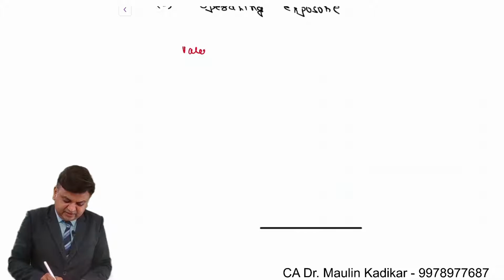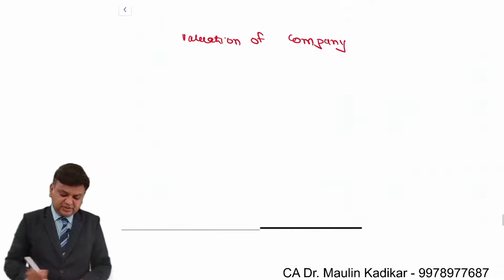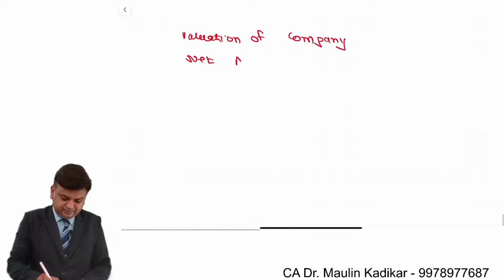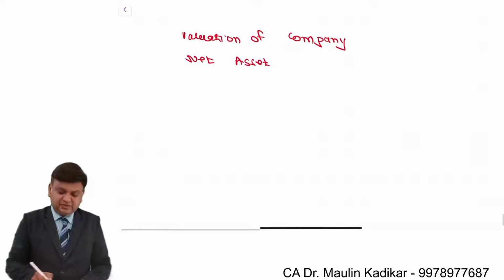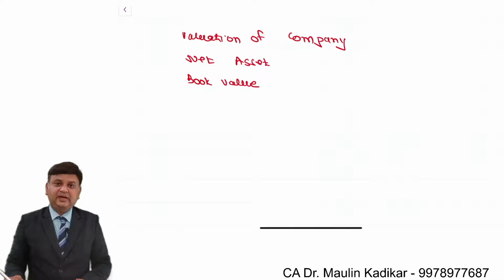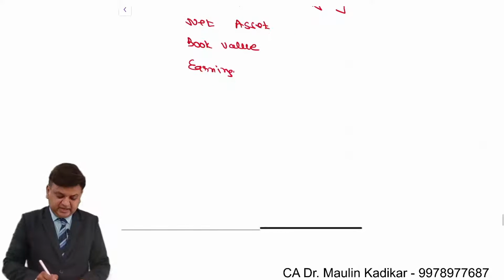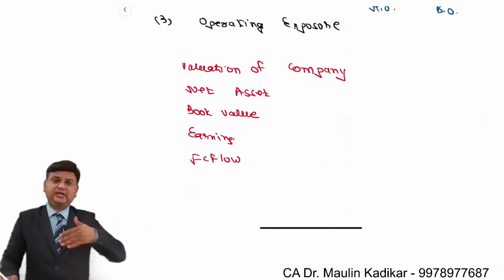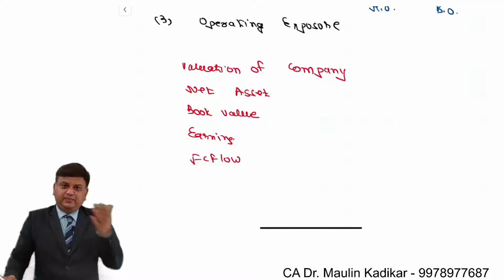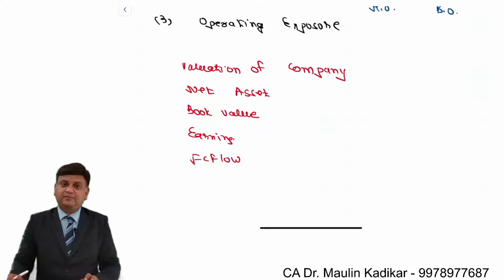We understand that the valuation of a company can be done by a number of methods. Valuation is possible by using the net asset method. Valuation is possible by using the book value method. Valuation is possible by the earning capitalization method, and the future cash flows method. So whatever the future cash flows that we are going to receive or pay, all of them are considered in valuation of the company.